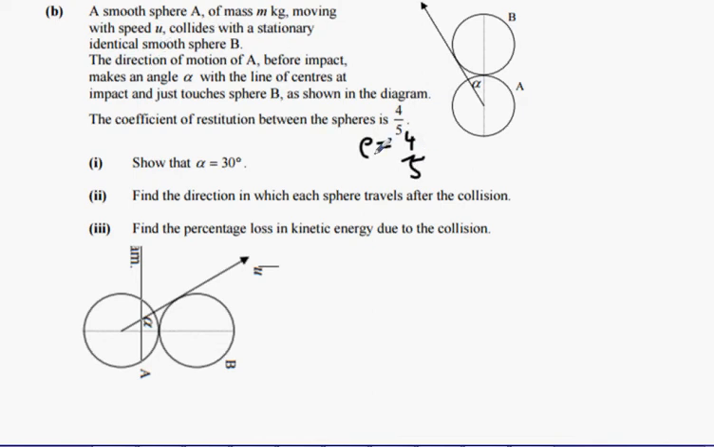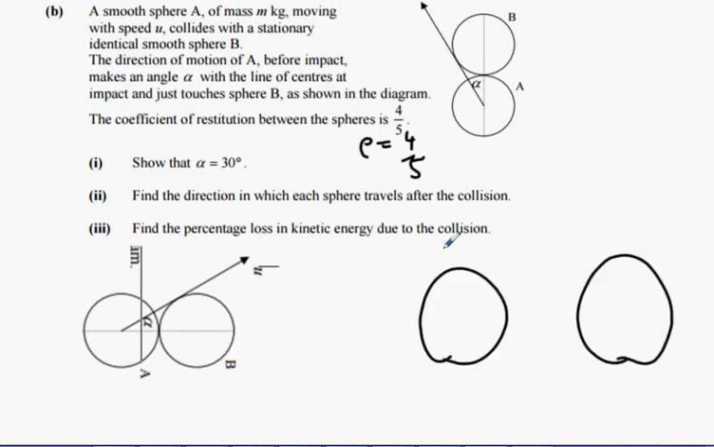Stationary. So if we do a before and after picture, are they both mass M? Both mass M. This one goes at speed, but it's going in two different speeds, isn't it? It's going up and across, so I can't write that down just yet. They're both identical smooth spheres, so they're both M. So I have to prove that alpha equals 30 degrees.